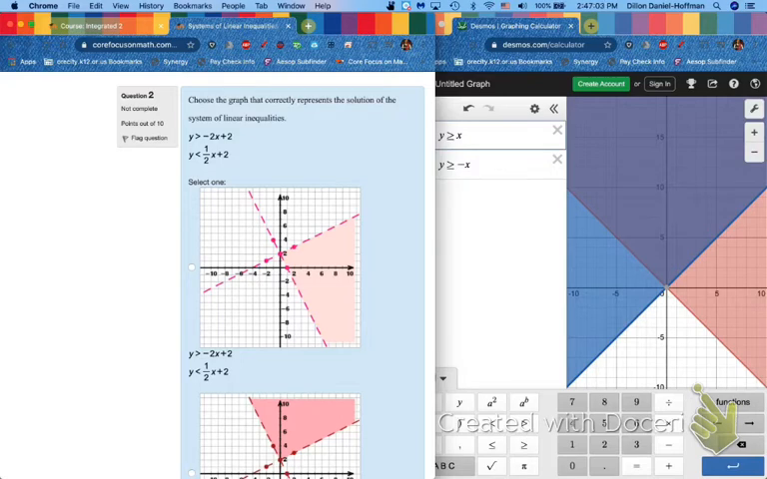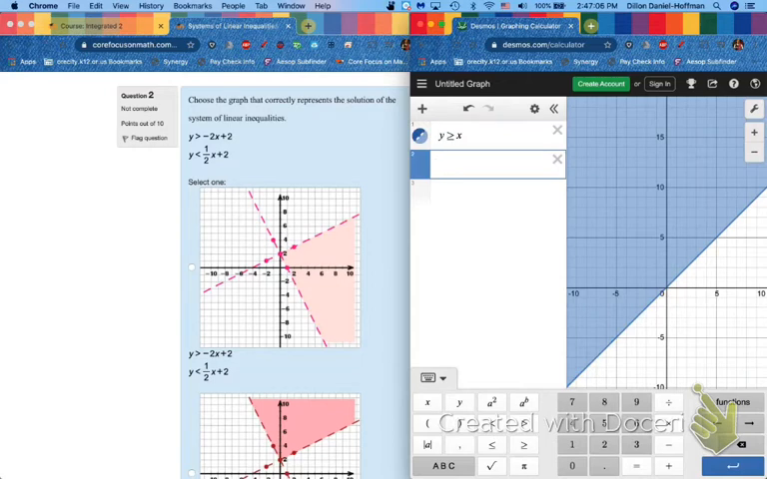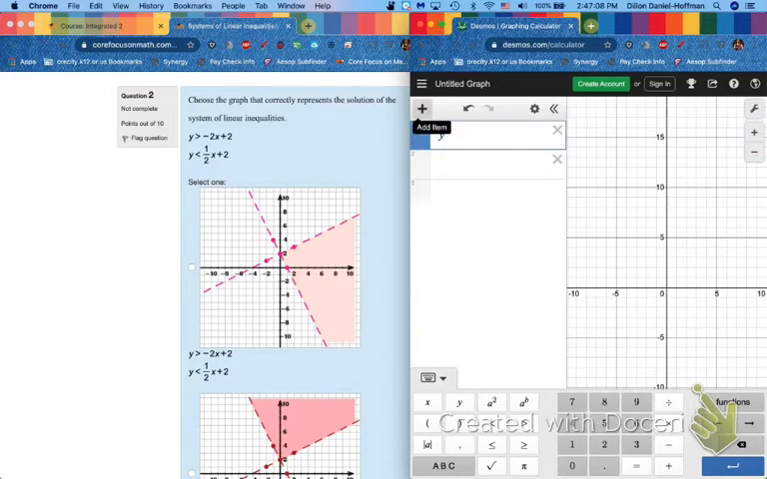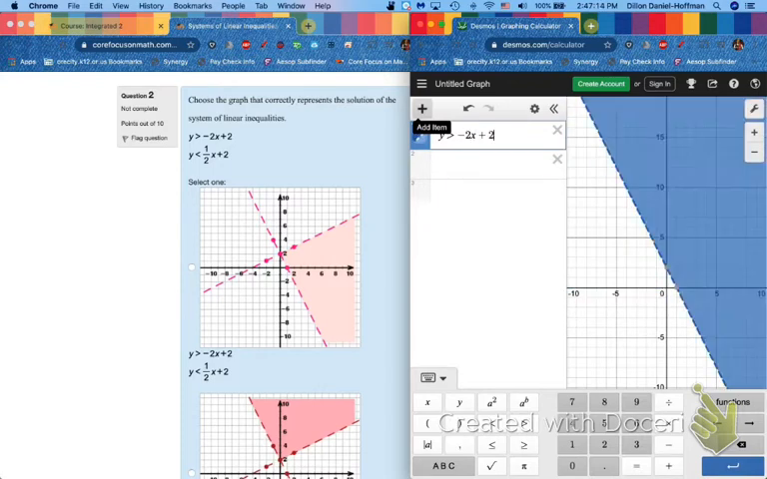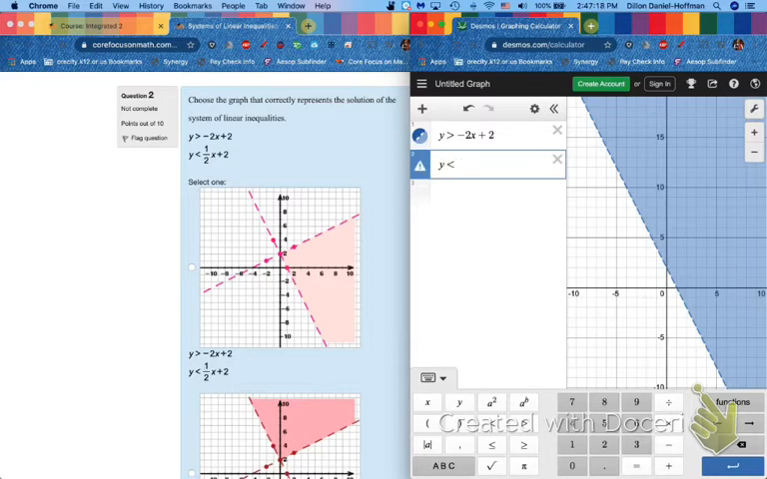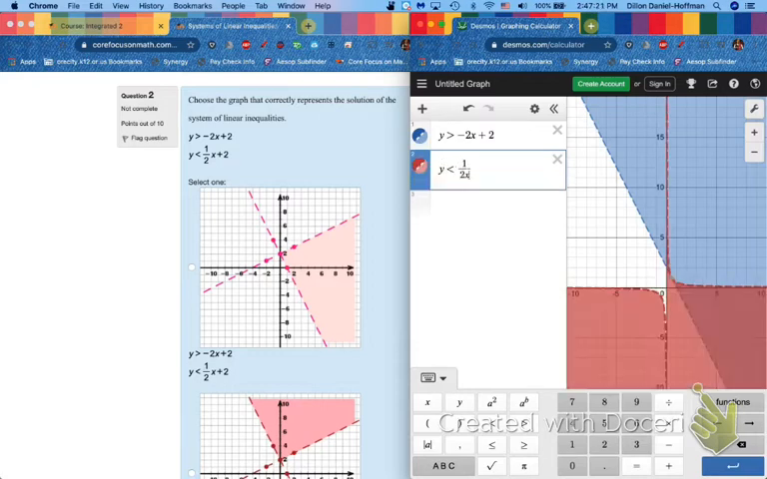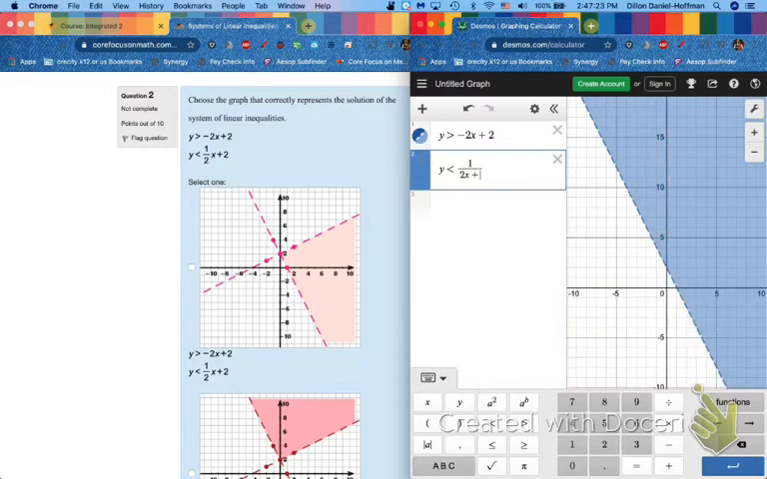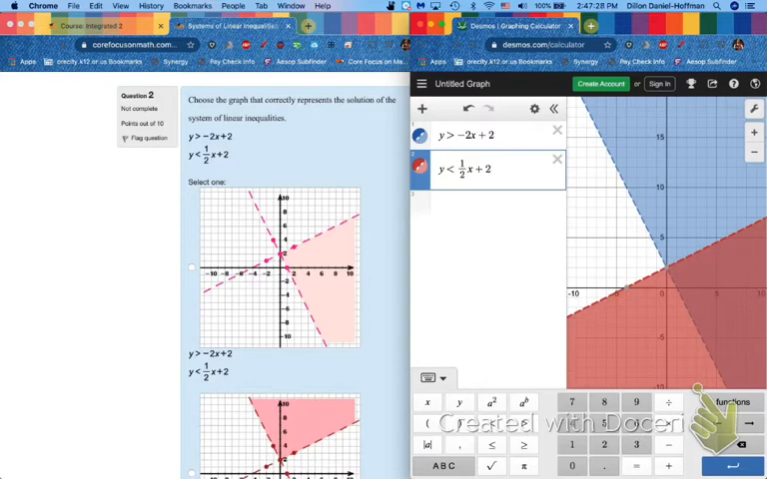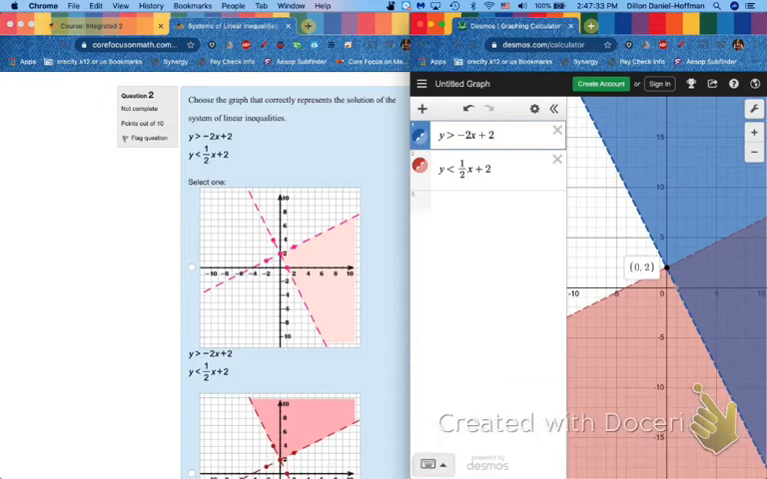Because now I can do what I did last time, and I could just input some equations. y is greater than negative 2x plus 2, and y is less than 1 half x plus 2. Oh, I need to put the 1 half, there we go, like that, x plus 2. And then I click on the blue one, and I see my purple is on the right. They're both dotted lines because they don't have any of the equal to lines in their inequalities. It's crossing at 0, 2.